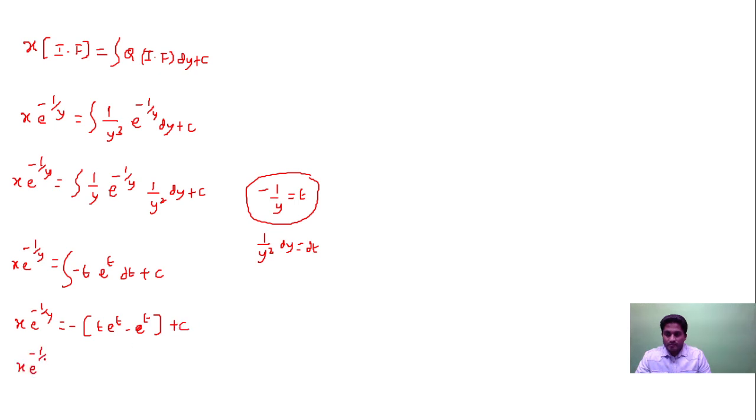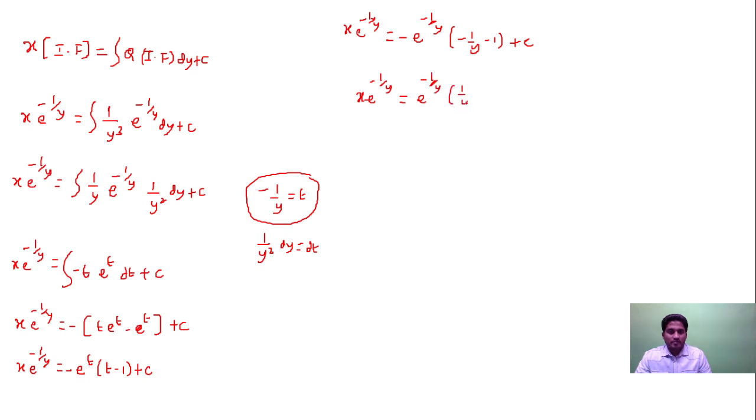x into e to the power of minus 1 by y is equal to minus e to the power of t minus 1 and plus c. So this is x into e to the power of minus 1 by y is equal to minus e to the power of minus 1 by y, t is equal to minus 1 by y, minus 1, and then plus c. x into e to the power of minus 1 by y is equal to e to the power of minus 1 by y, 1 by y plus 1, and plus c. Let's call this equation 1.